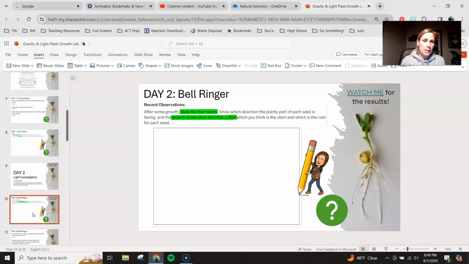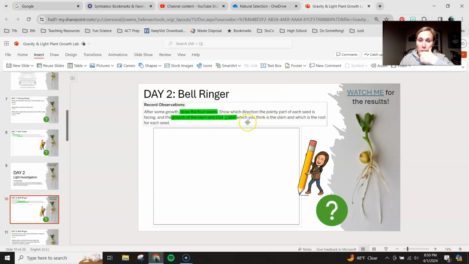Go ahead, let's start our bell ringer. Your bell ringer is going to be your results from day 1. If you had a partner, you can chat with them and get the results from them, or you can just use the video up in the upper right hand corner for those results. You're going to draw your seeds, either the seeds that I oriented in the results or the ones you did in class, and then draw the actual results of what happened to those seeds, so the stem and the root.